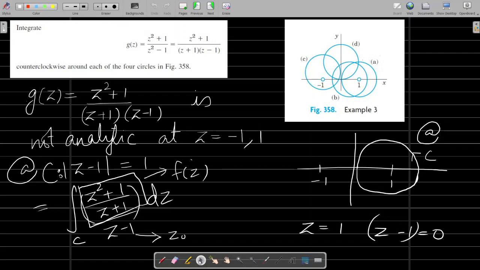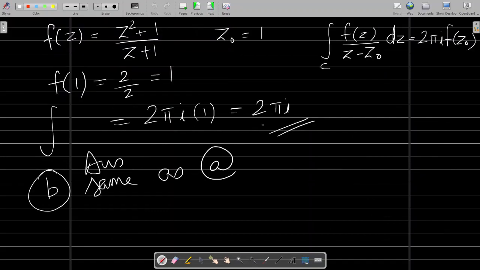Now if you look at the second contour, it also contains only one non-analytic point. The second curve is something like this. It contains 1 and it does not contain minus 1. So even if you integrate along the second curve, you only have one non-analytic point inside the curve. So you have to repeat the same procedure as in this question, and you will arrive at the same answer. It is 2 pi I.